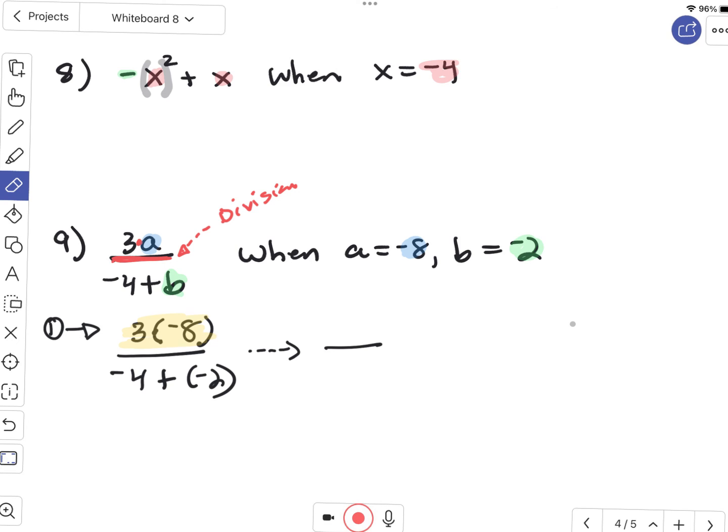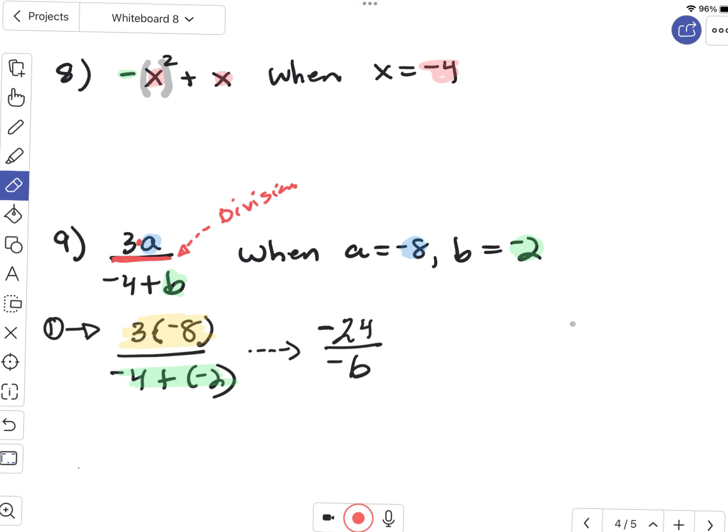So what is 3 times negative 8? 3 times negative 8 is negative 24. Make sure your negative signs are nice and big. And at the same time, we're going to evaluate the denominator. So what is a negative 4 plus a negative 2? Isn't that 4 negatives, 1, 2, 3, 4, and 2 more negatives? Isn't that just a bunch of negatives? So isn't that negative 6?